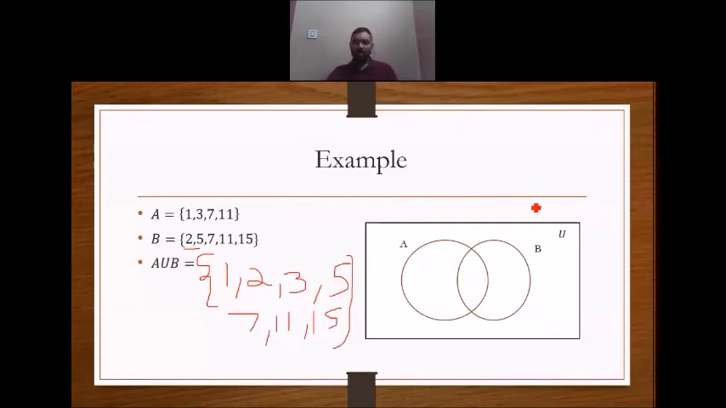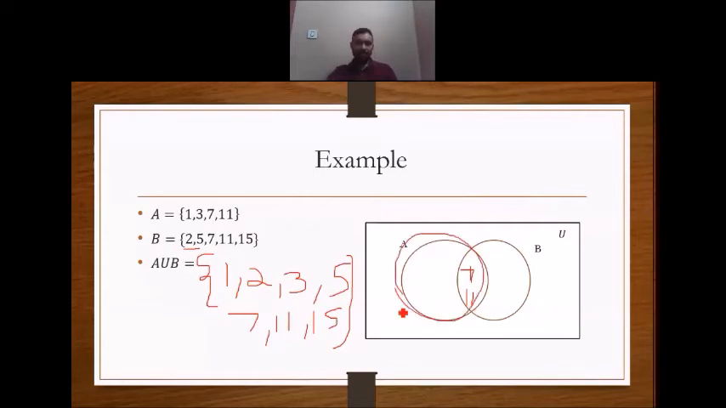How do we draw the Venn diagram? First, this is the common part. Here we have to write what is common. 7 is common, so you write 7. Next, which number is common? 11 is common. So 7 and 11 are the elements we write in this region. Next, this whole space is here.